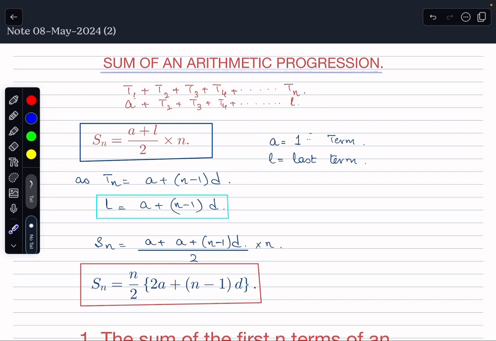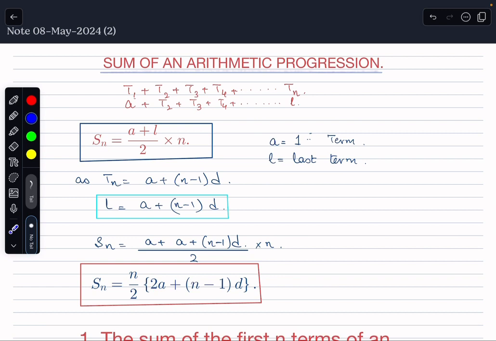To get the sum of an arithmetic progression, we should have a defined series or sequence, so that we can say it's Sn, up till the value of n. So it has to be a finite series. A is the first term, L is the last term, and n is the number of terms in the series.